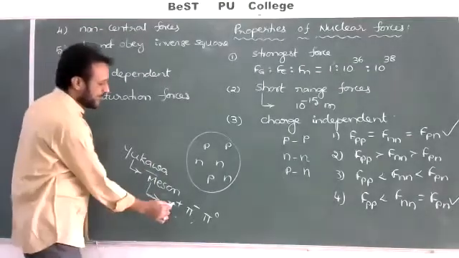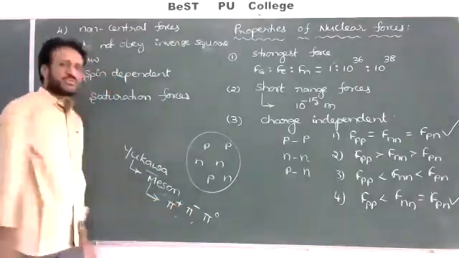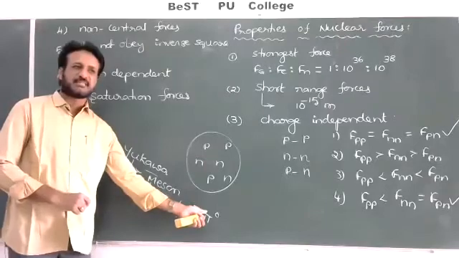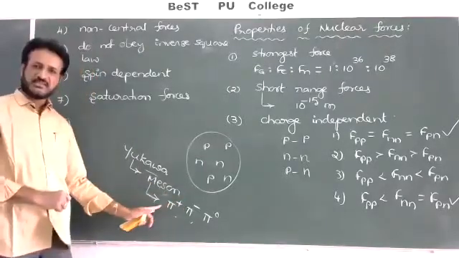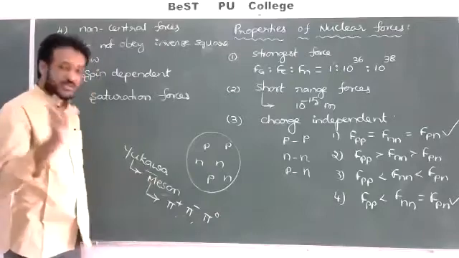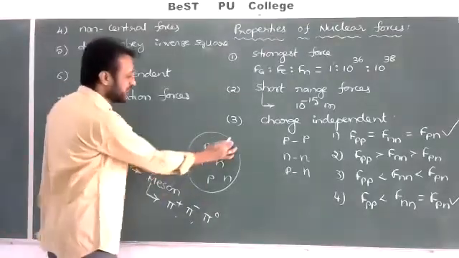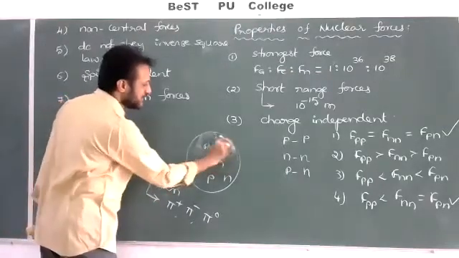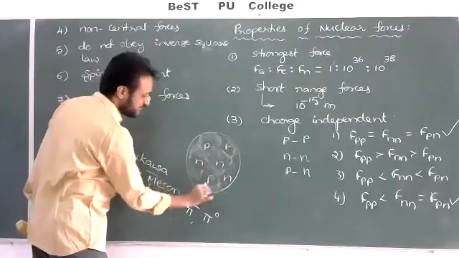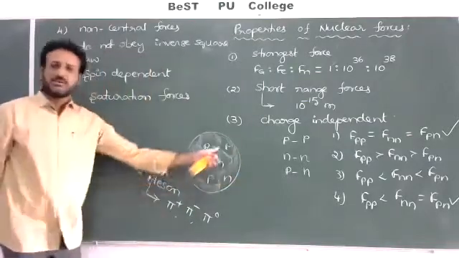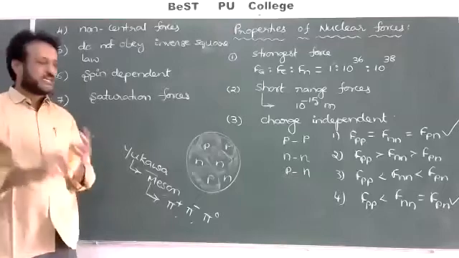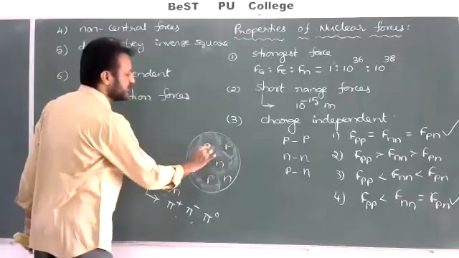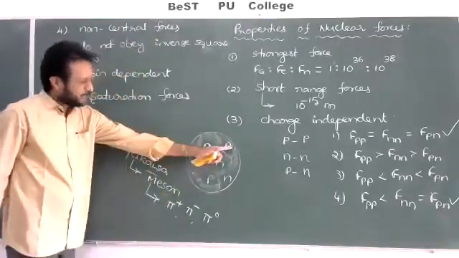Pi plus and pi minus have a mass of around 274 times the mass of the electron, and pi neutral around 260 times the mass of the electron. Pi plus has a positive charge, and pi minus has a negative charge. According to Yukawa, inside the nucleus not only protons and neutrons are present, there is also a charged cloud of mesons around the nucleons. Whatever I am shading here, we have to imagine a charged meson cloud present among the nucleons.